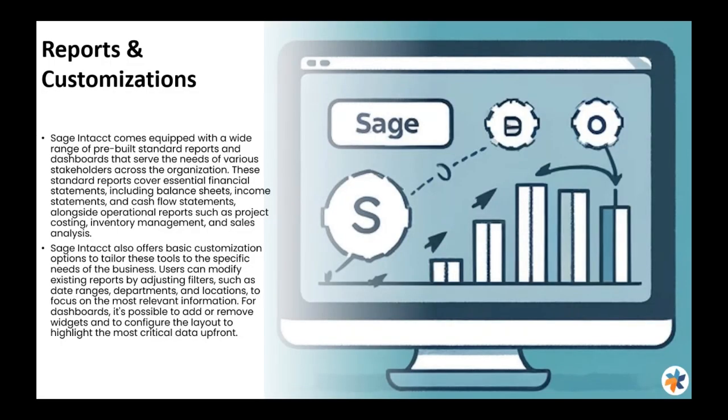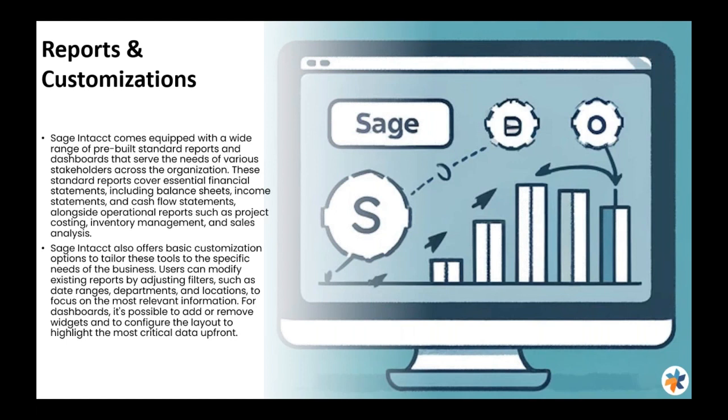Intacct has an array of pre-built standard reports and dashboards designed to meet the needs of your diverse stakeholders within an organization. These standard reports encompass vital financial statements like balance sheets, income statements, and cash flow statements, as well as operating reports such as project cost, inventory management, and sales analysis.